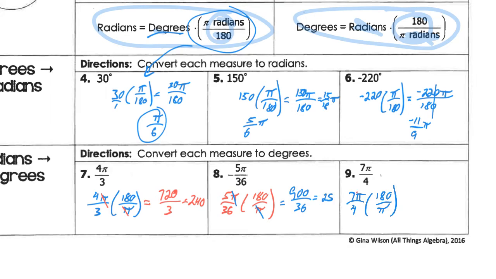Last one here, 7 pi over 4 times 180 over pi. So the pi's can cancel. Multiply the 7 times 180, and you will get 1260. So 1260, divide that by 4, you're going to end up with 315. So there, the converting is pretty simple. You just have to make sure your fraction is going the right way. The 180 over pi or pi over 180, depending on which direction you're going.